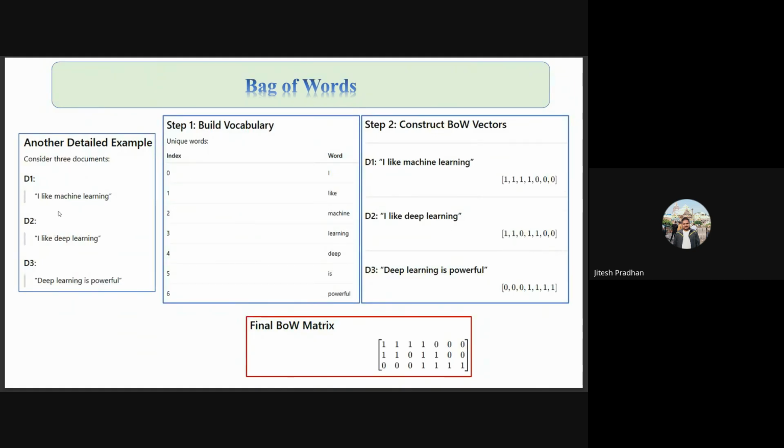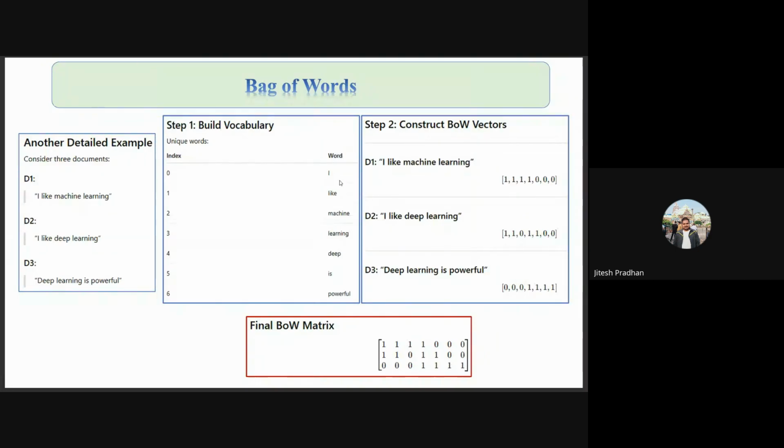Another example: now we have 3 sentences. "I like machine learning", "I like deep learning", and "deep learning is powerful". Now we have to identify all the unique tokens: I, like, machine, learning, deep, is, powerful. For "I like machine learning", I is present, like is present, machine is present, learning is present, and the rest are absent. So it is 1 1 1 1, rest 0.